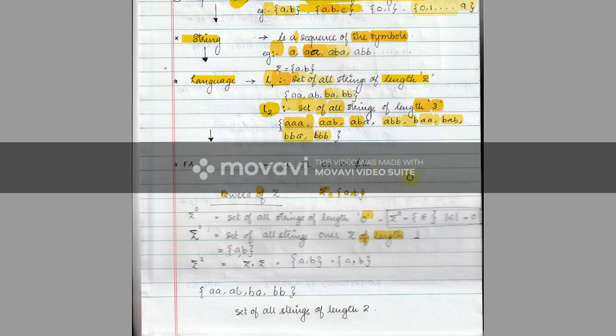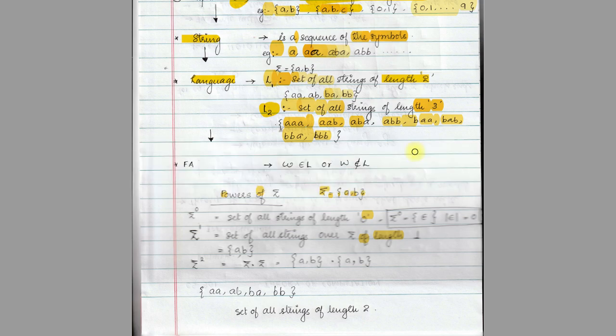You can generate any language depending on the requirement, or you can say two occurrences of A followed by two occurrences of B, AABB, or A raised to N, B raised to N. Like that, you can define a language.